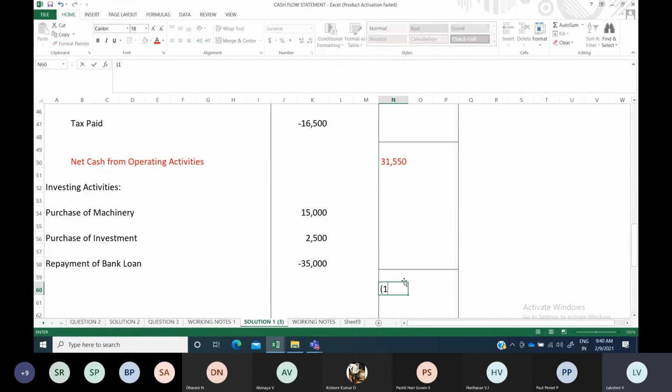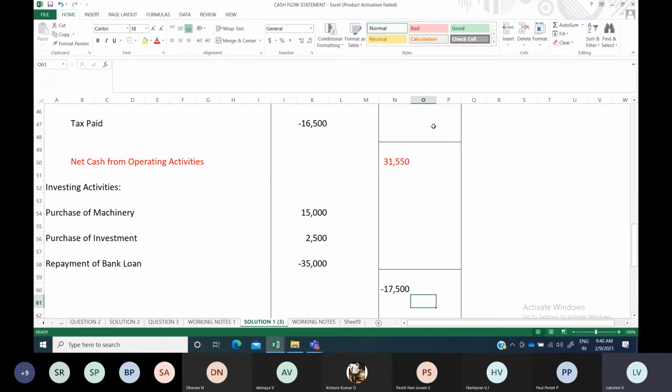17,500. Because all these are very important. At the last, you will be adding all these, no? So at that time you should do it correctly. For that, you have to write properly which one is positive and which one is negative. So you cannot use cash from; instead, cash used in investing activities.